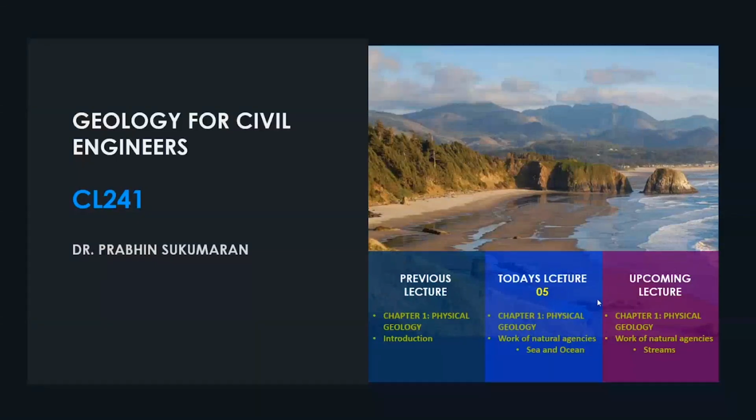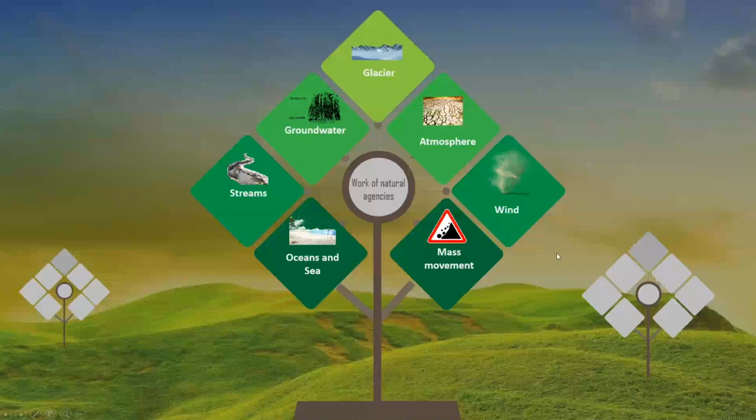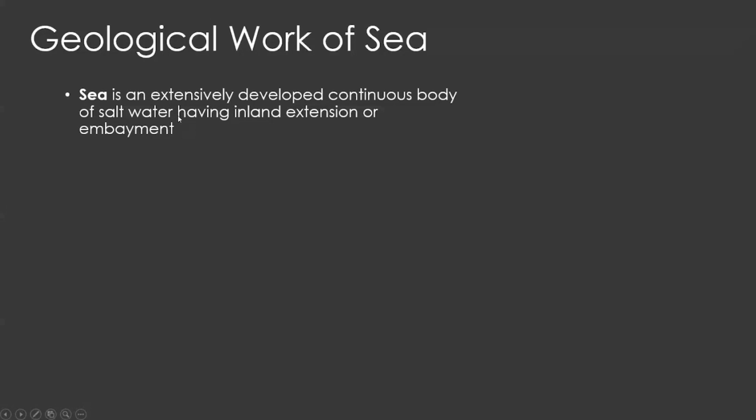Today's lecture, we are going to see these physical geological topics one by one. Okay, fine. So we'll start with the ocean and sea. The definition of a sea is an extensively developed continuous body of salt water having inland extension or impediment. So that is what we call a sea.